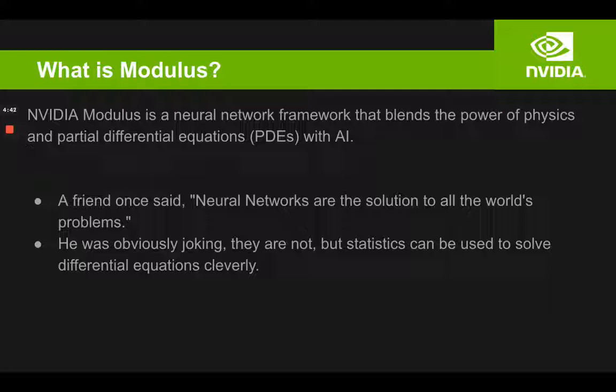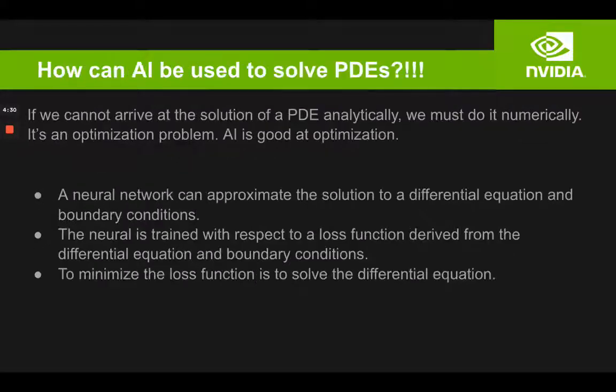A friend once said, "Neural networks are the solution to all the world's problems." He was joking, but statistics can be used to solve differential equations in a very clever way. How come? I assume you know that if we cannot arrive at the solution of a differential equation analytically, we must accomplish an approximation that is as good as possible. It's an optimization problem, therefore. And AI is really good at optimization.